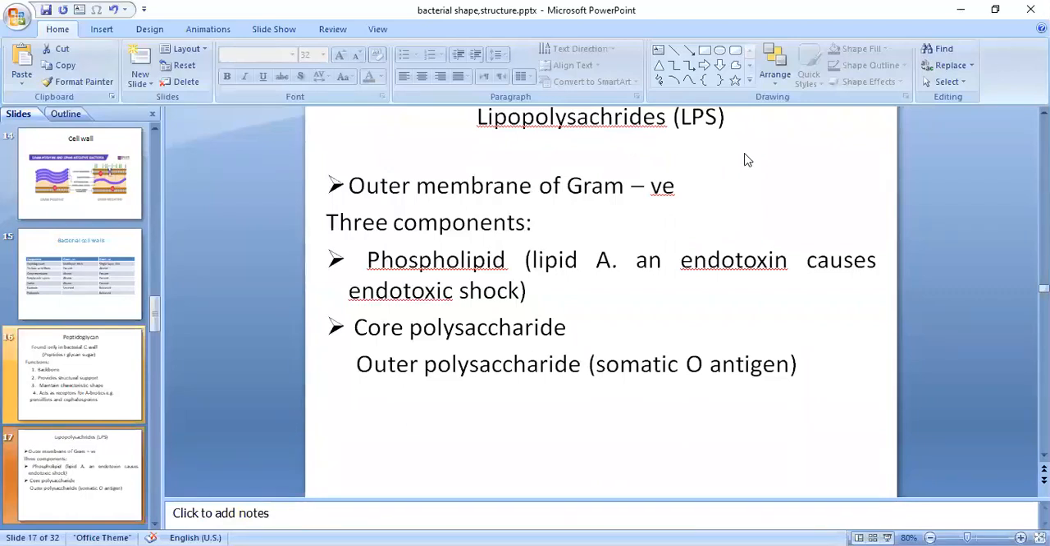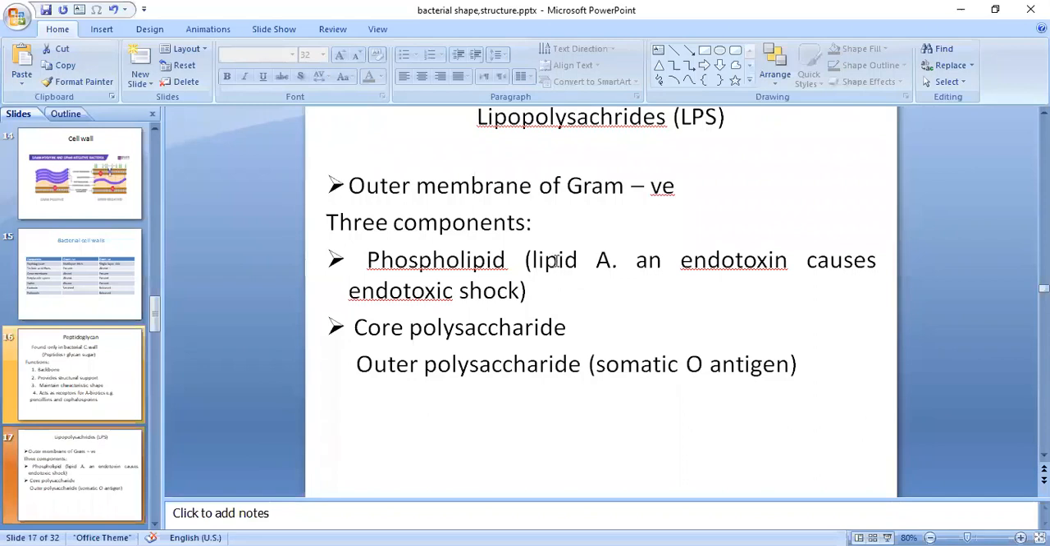So the cell wall of the gram-positive bacteria is composed of the peptidoglycan layer, while the outer membrane of gram-negative bacteria is composed of lipopolysaccharides. Means there are two parts of the lipopolysaccharides. One is the lipid part, and the second is the polysaccharide part.